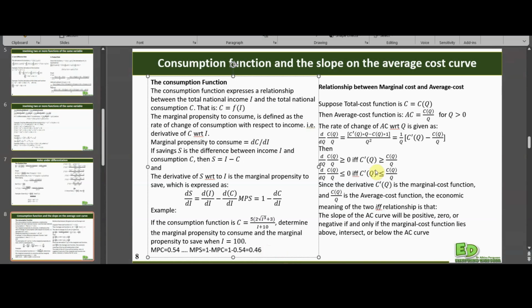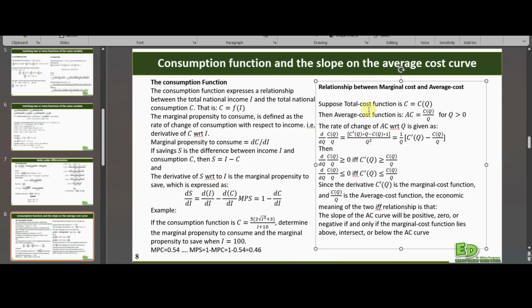Looking at the right hand side of the slide, where we have the slope of the average cost curve. Remember that the slope of the average cost curve depends entirely on the relationship between the marginal cost and the average cost, the marginal cost function and the average cost function. That is the whole idea of this particular slide on the right hand side.